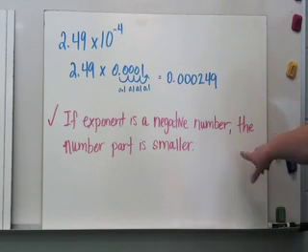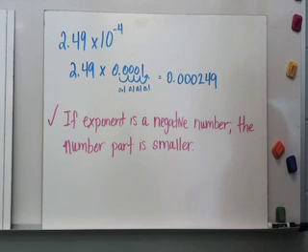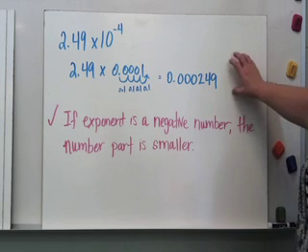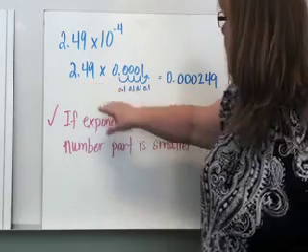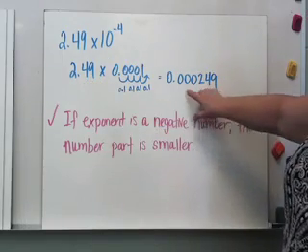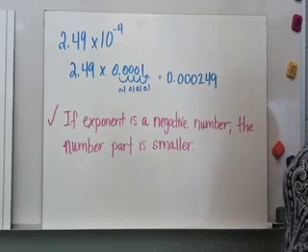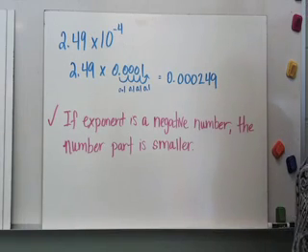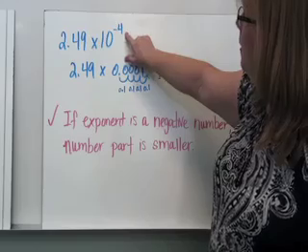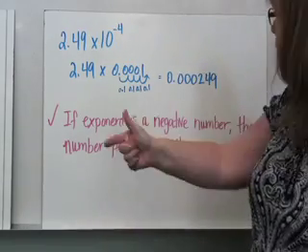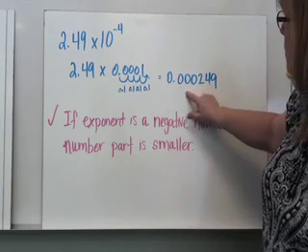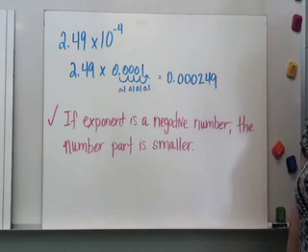If your exponent is a negative number, then the number part should have gotten smaller. So here is our number 2.49, and here it is, 0.000249, which is much smaller. So we had a negative exponent. We had to move our decimal 4 places to the left: 1, 2, 3, 4. And there you have it.